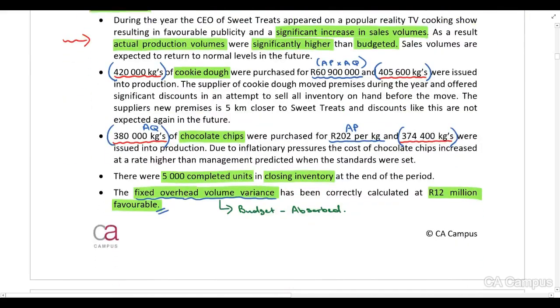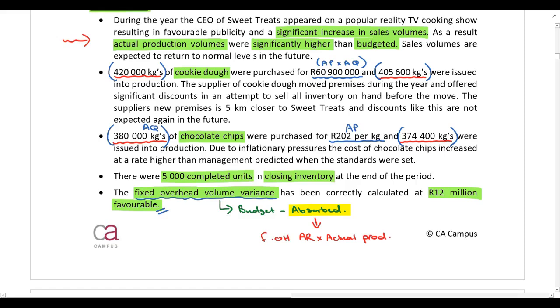So we have the variance, we have the budgeted cost, which means we can work backwards in order to calculate the absorbed cost. Now, why would I want to work backwards to calculate the absorbed cost? Remember, guys, how do we normally calculate the absorbed fixed overhead? We take the allocation rate and we multiply by actual production, or to be clearer, we take the fixed overhead allocation rate and we multiply by actual production.